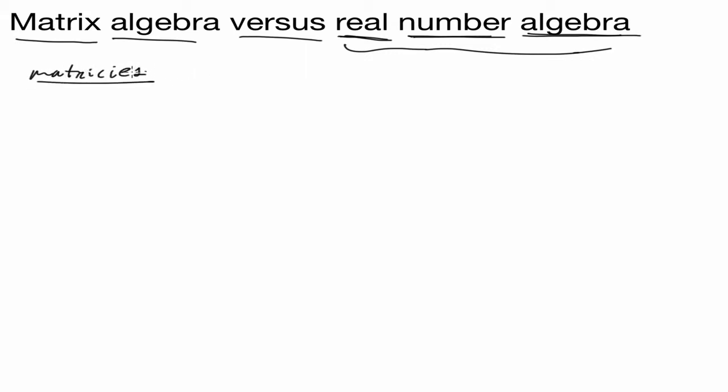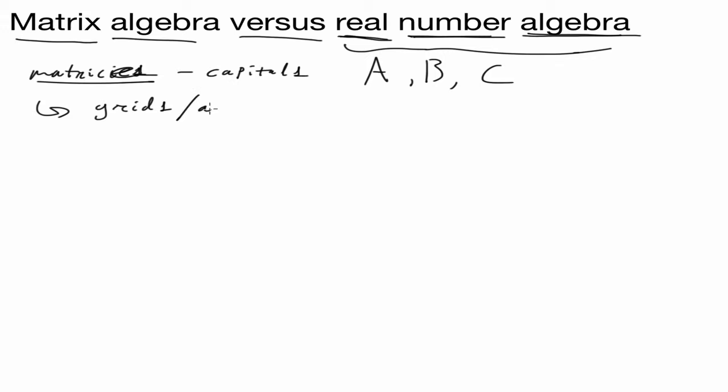So matrices, that we can talk about them. Well, I'm always going to use capitals for matrices. So things like capital A, capital B, and capital C, and they will always be matrices. Okay, and so in the most basic sense, they are basically grids or arrays of real numbers.